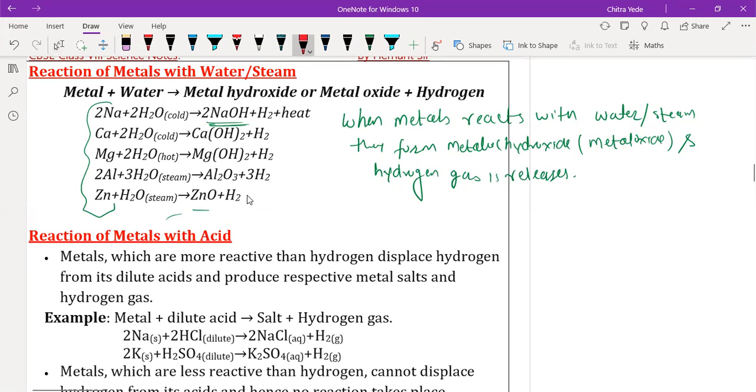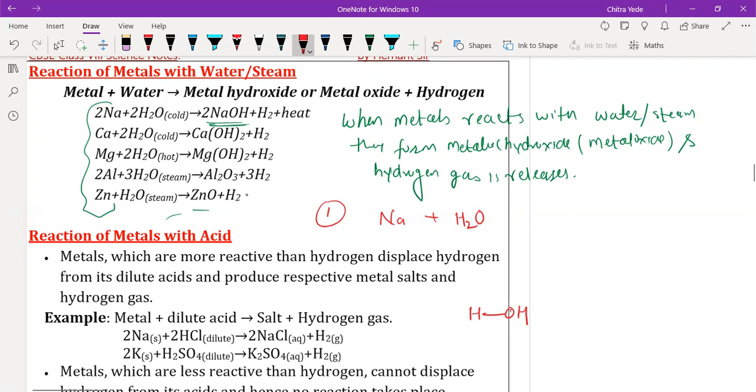Now we are going to understand one example for that. Example: I am going to react sodium metal with water. Water has the molecular formula H2O. So I'm going to write H2O. See, H2O contains H and OH group, that means hydrogen and oxygen.